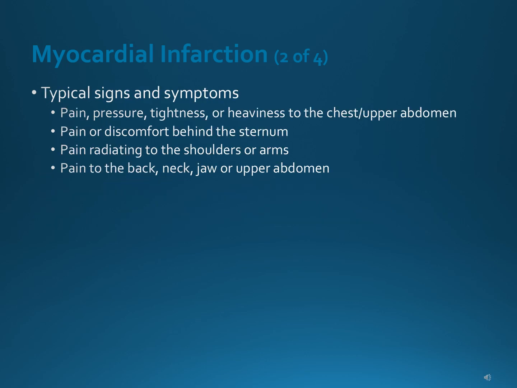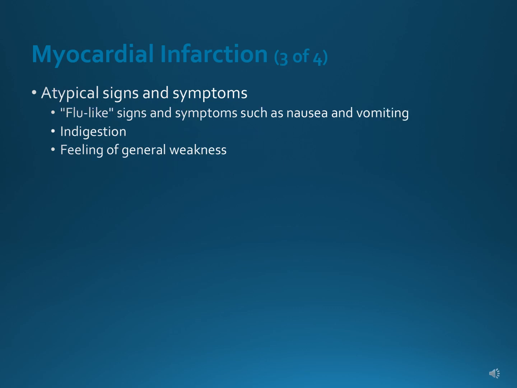Typical signs and symptoms are pain, pressure, tightness, or heaviness to the chest or upper abdomen area, pain or discomfort behind the sternum, pain radiating to the shoulders or the arms, and pain to the back, neck, jaw, or upper abdomen area. So what should immediately be done for these victims of cardiac arrest? CPR and AED. Okay, get that on them right away.